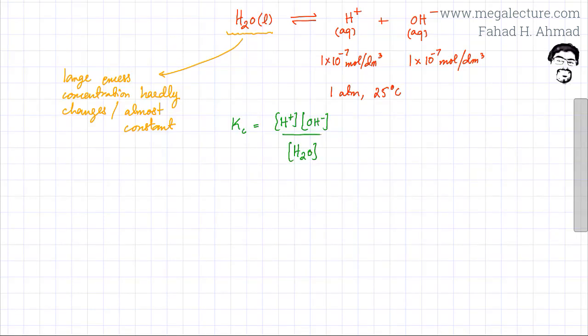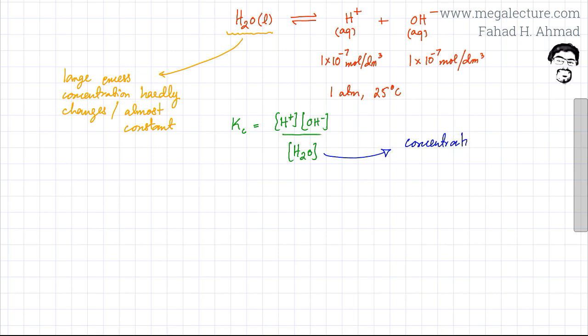So coming back to my expression for Kc that I had written for this equilibrium, I've already told you that water ionizes very little. So water is in large excess. There's a large quantity of water present. So its concentration is almost constant. So if you look at the expression over here, this water over here, its concentration.